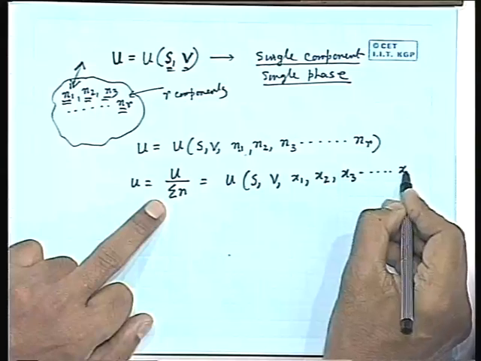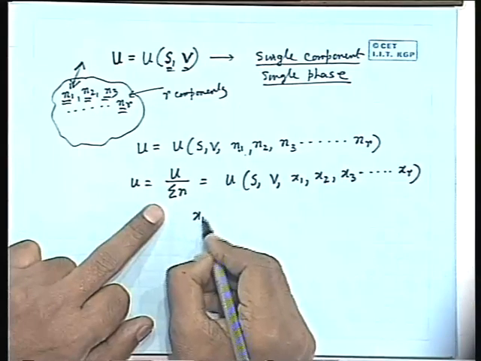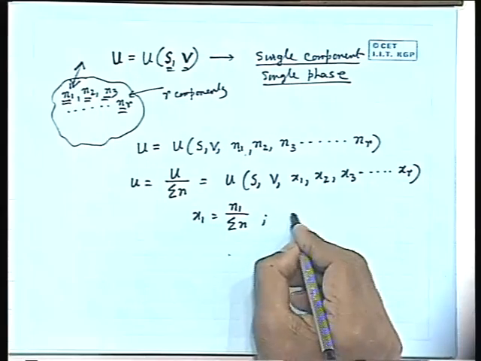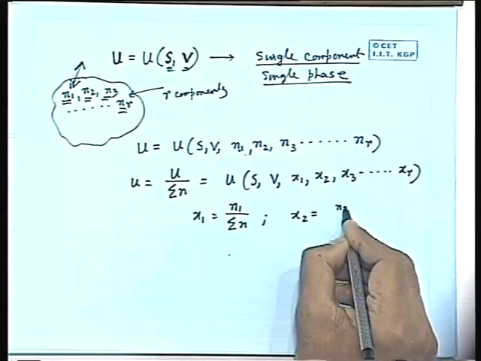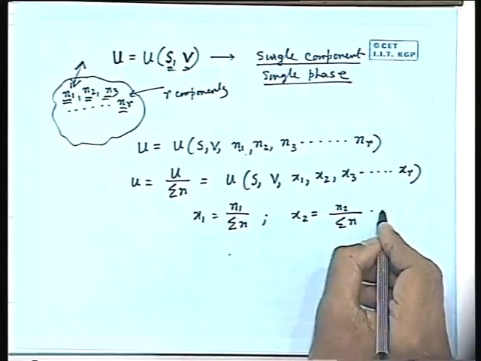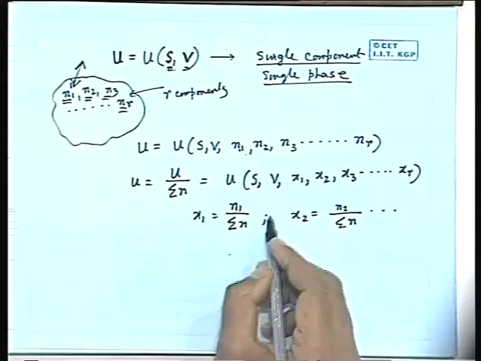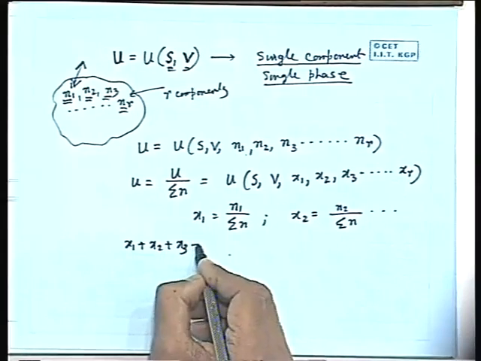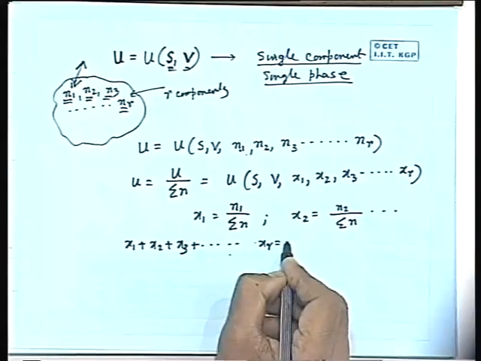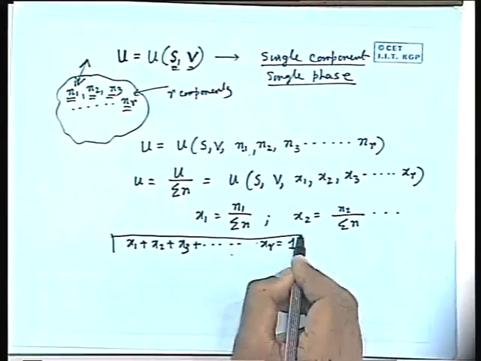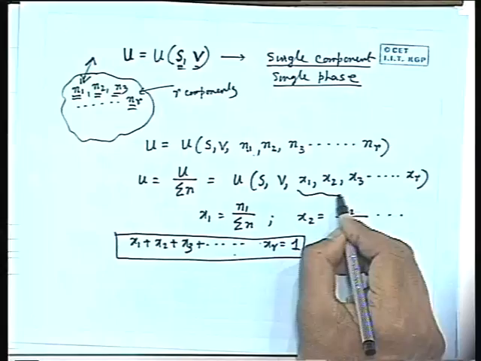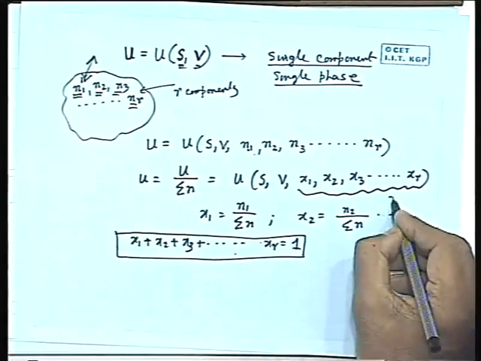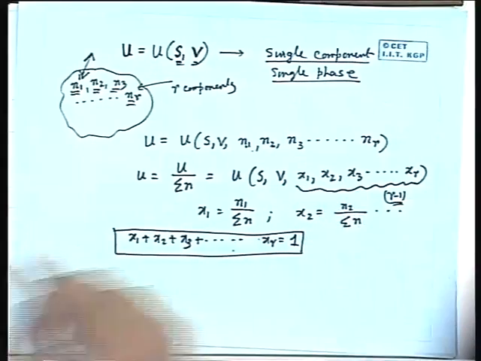I will check the Gibbs phase rule first. Now, x1 is N1 by sigma n, x2 is N2 by sigma n, like this. Here you see these mole fractions also satisfy the equation x1 plus x2 plus x3 plus up to xr is 1. So, therefore, this is one constraining equation. That means, out of these R quantities in terms of mole fractions, they are not all independent. There are only R minus 1 independent quantities.